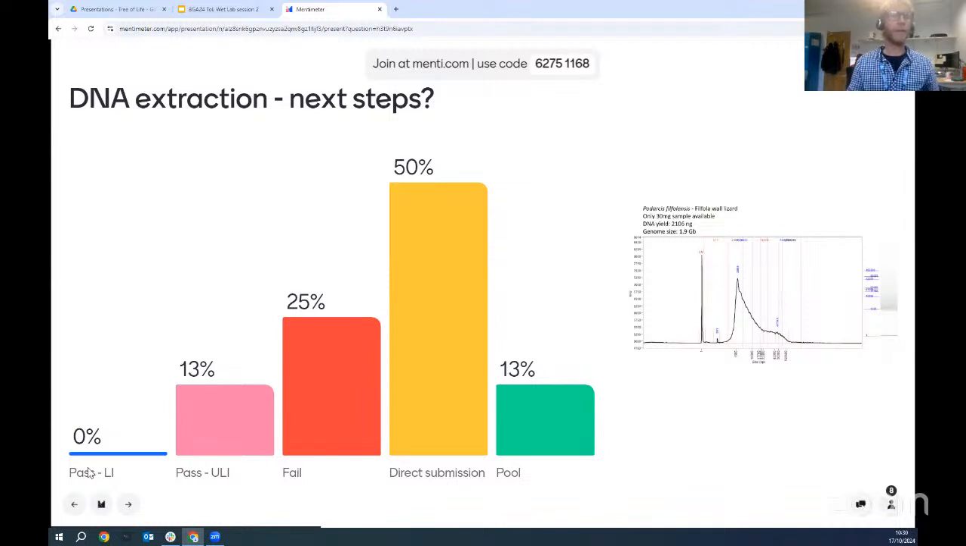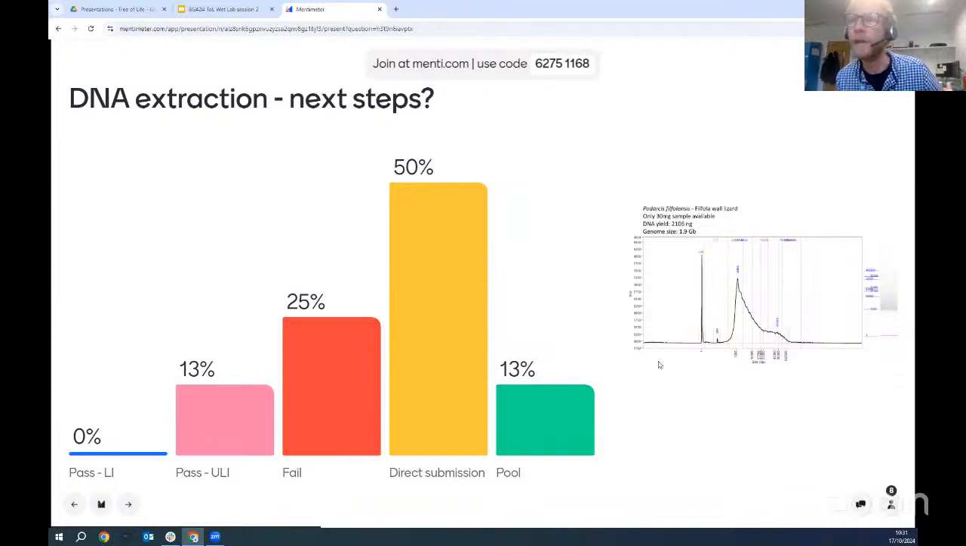Okay, so none of you have gone for the pass LI. Maybe someone's gone for ULI, someone's gone for fail, direct submission, and pool. Okay, so I know what happened to the sample, and we went for pass LI. So unfortunately for ULI, the genome size is too large, so we won't be able to do this for ULI.